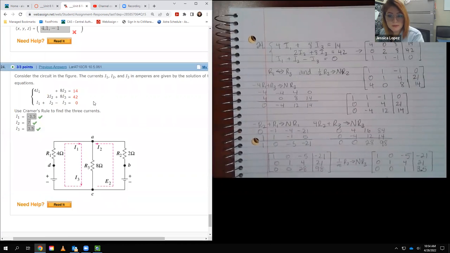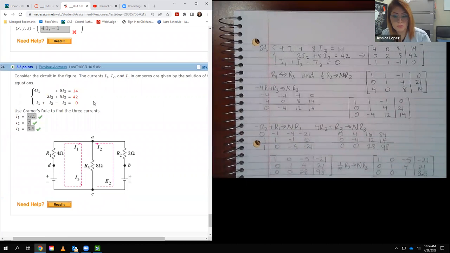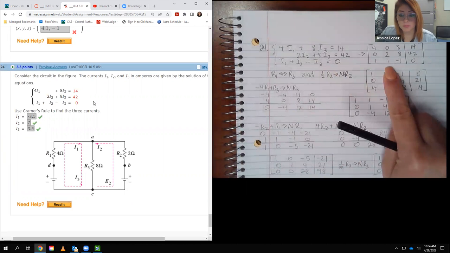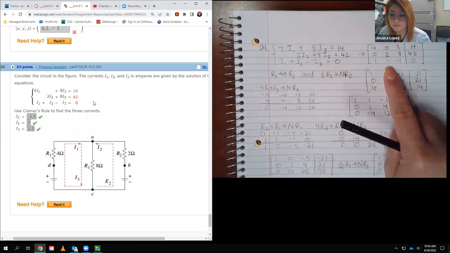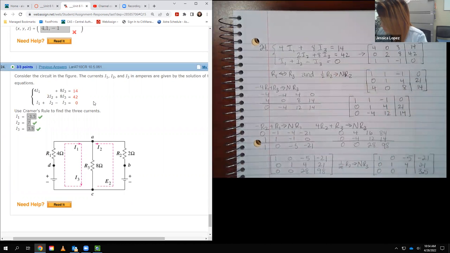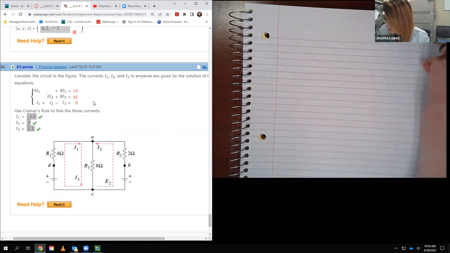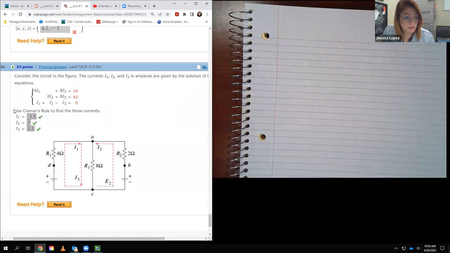So for this problem, they do give me the whole matrix. It's just a matter of putting it into its augmented matrix, and then you can solve this whichever way you want. And it looks like I didn't follow the darn directions. Okay, so ignore this page. I'm going to do the problem all over again because I didn't follow my directions. I didn't realize that down here it said use Cramer's rule.